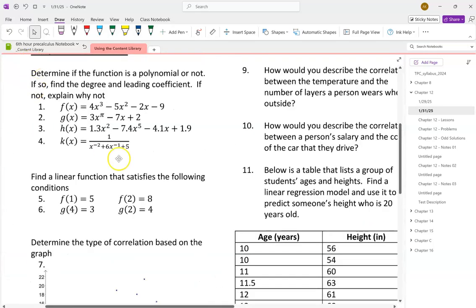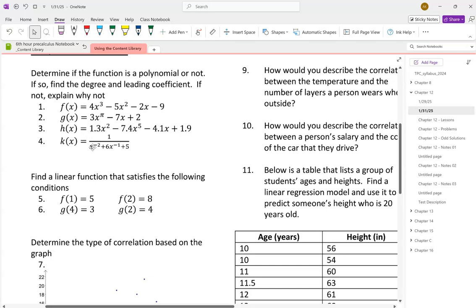All right. So if I look at number four, what do we say here? That this is not a polynomial. I agree. And the reason is that you have this thing in the denominator. And even though the exponents are negative and you're like, oh, negative exponent in the denominator, that would flip.